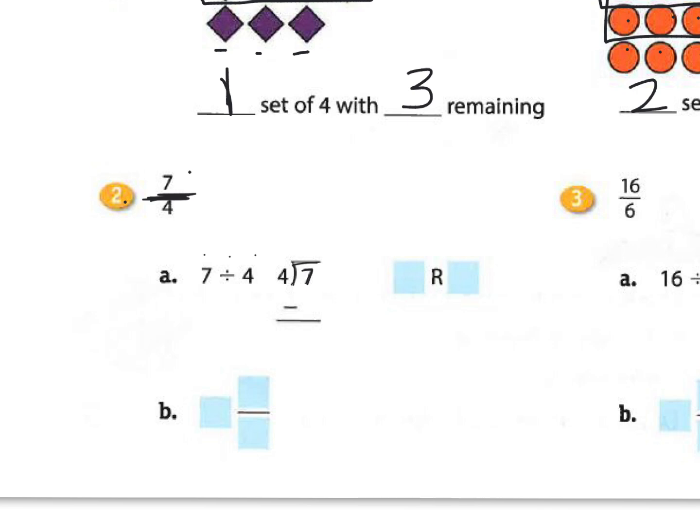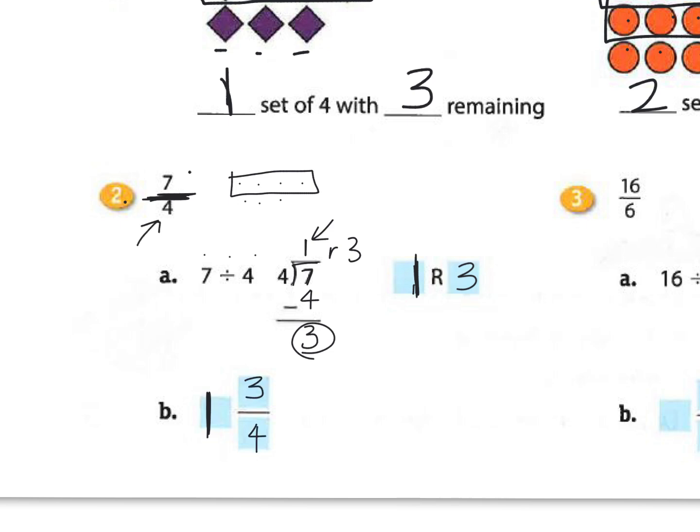Well, we know that if we had a picture, 1, 2, 3, 4, 5, 6, 7, we would only have one set of 4, just like in the one we did above. So one set, so 1 times 4 is 4, and then 7 minus 4 is 3. So the answer is up here, 1 remainder 3. So what that looks like as a mixed number is we have 1 whole and there are 3 out of, and then we keep the denominator 4, 1 and 3/4.